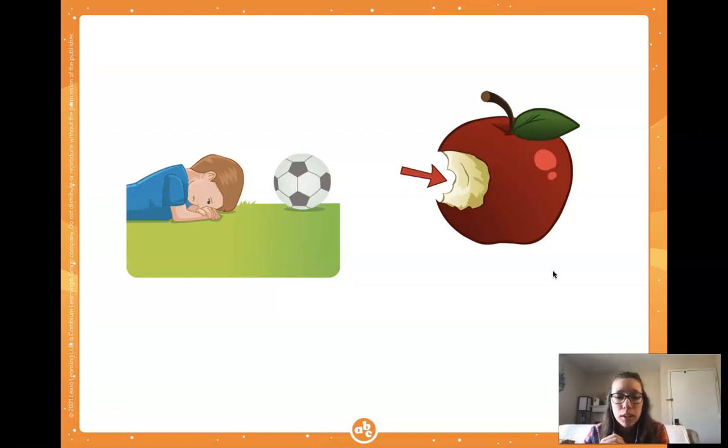Now let's take a look at the word bit. What's the first sound you hear in bit? Very good. The first sound in bit is B. What letter says B?